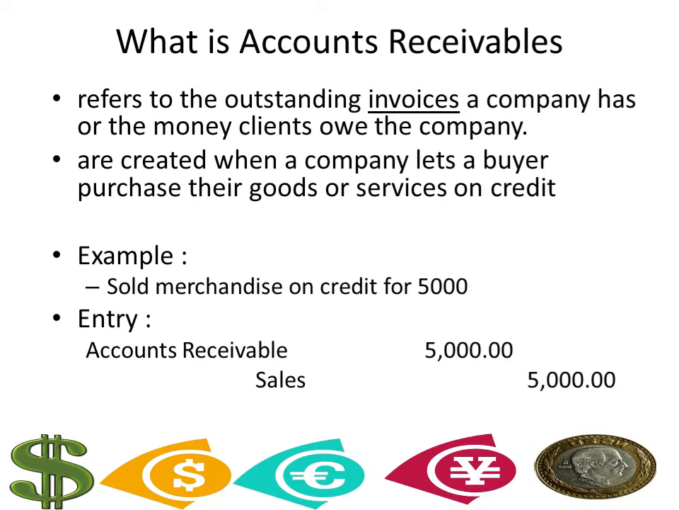So for example, we sold merchandise on credit for 5,000. The entries would be: debit accounts receivable 5,000 and credit sales 5,000. This is the usual pro forma entry.